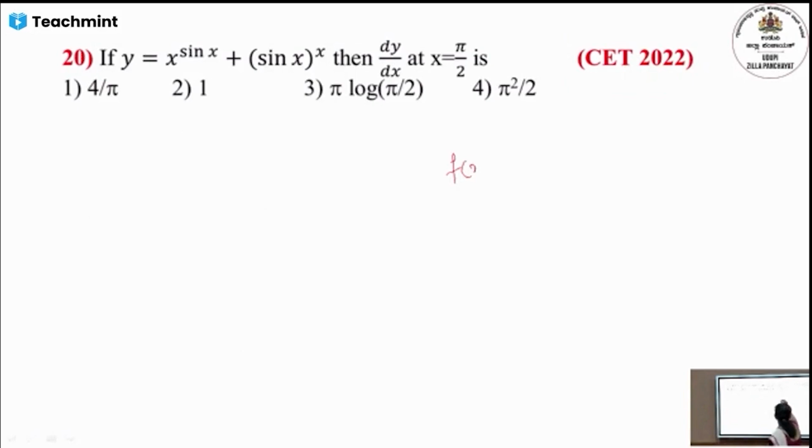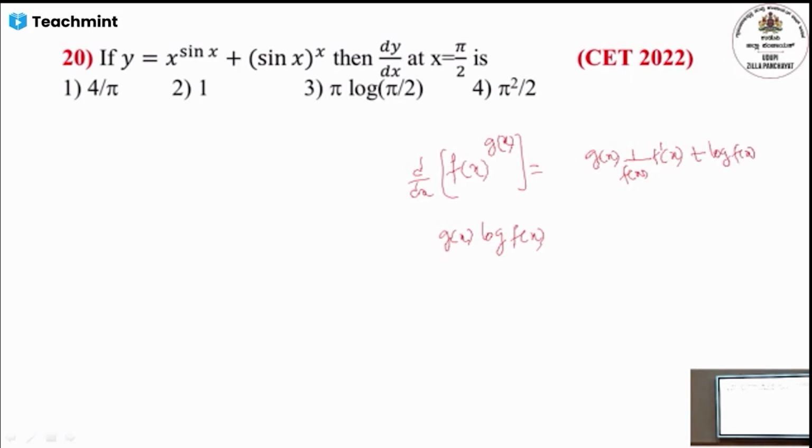So I have given the shortcut in the synopsis: d by dx of f of x to the power g of x. You should mentally remember, you are taking log on both sides, so you get g of x into log of f of x. So the derivative here is g of x into derivative of log of f of x, which is 1 by f of x into f dash x, plus log of f of x into g dash of x, the whole thing multiplied by f power g. So derivative of f power g, remember it like this: f power g into g by f, f dash, plus log f, g dash.